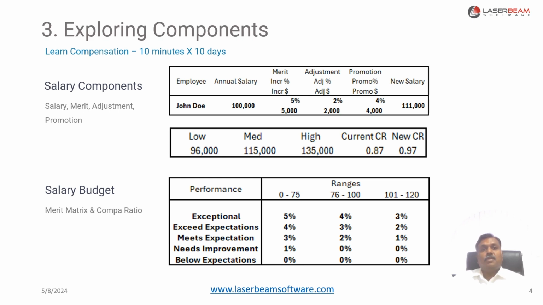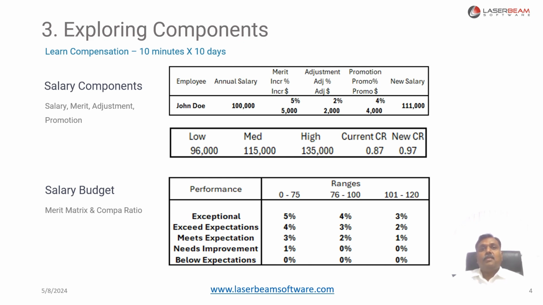If you focus on the performance column, you can see there is a 5 scale performance column here, and it starts with exceptional, and then it moves all the way to below expectations. In this performance, you can look at the table on the right, which talks about the ranges. So 0 to 75, and then 76 to 100 and 101 to 120. These are nothing but the percentage ranges that we have broken down. So this is the low, the medium, and the high ranges.